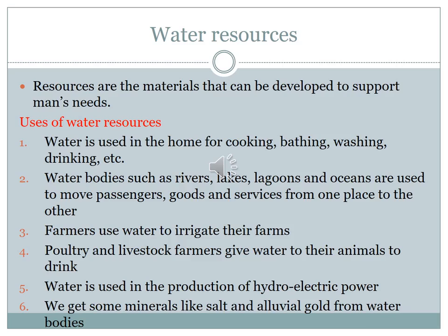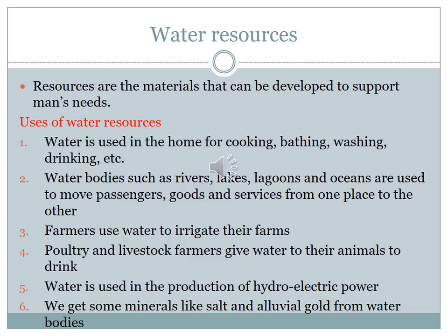Number 3, farmers use water to irrigate their farms. Rainfall helps farmers to irrigate their farms. Now, in the absence of rainfall, farmers can also connect pipes from a nearby river or a lake to be able to irrigate their farms so that their crops will grow. Without water, the crops will not grow. So you see, water plays a very important role in farming. Farmers use water to irrigate their farms.